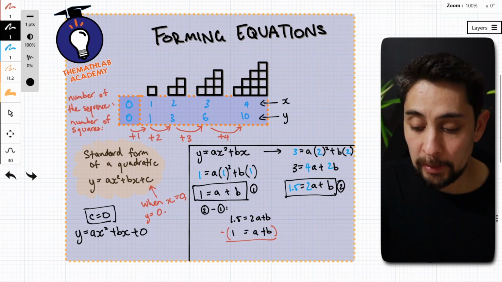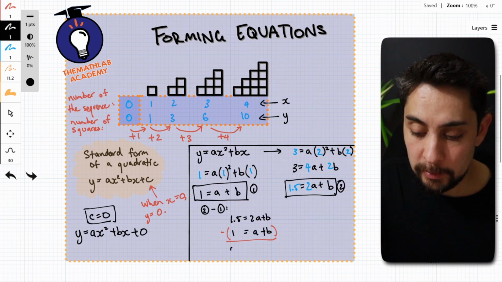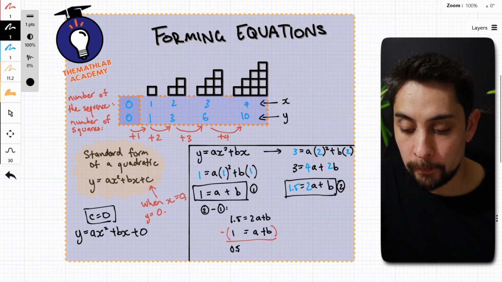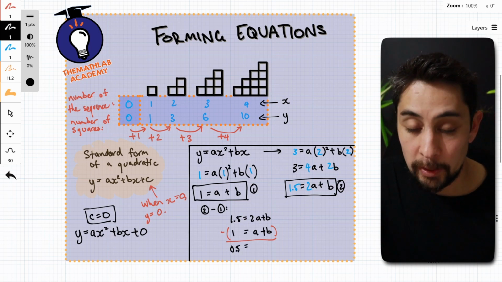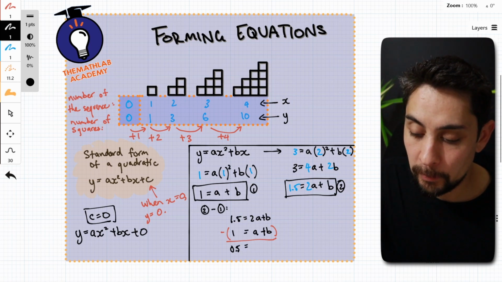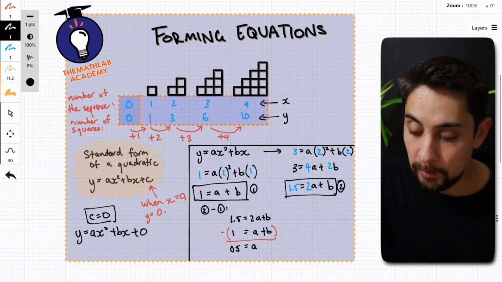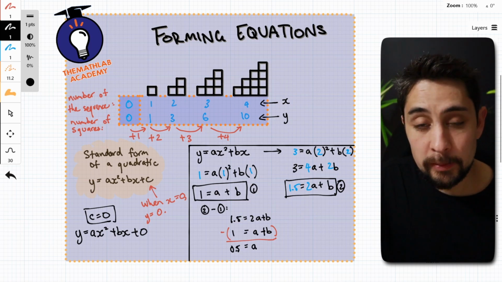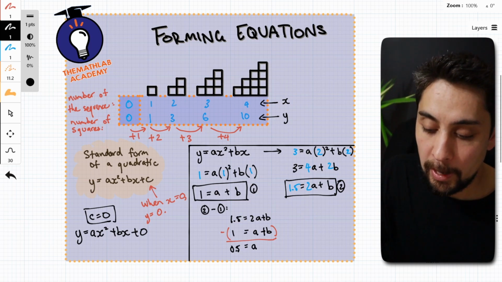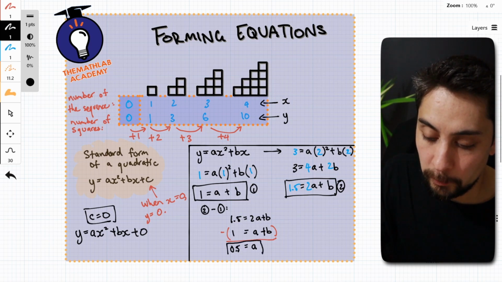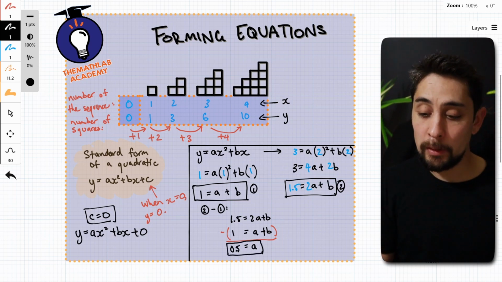So starting at the beginning, 1.5, take away 1 is just 0.5. The equals lined up, so I'll just rewrite it equals in line. 2a take away a is 1a, or just a, and b take away b is 0. So we're left with a equals 0.5. We now know what a is.